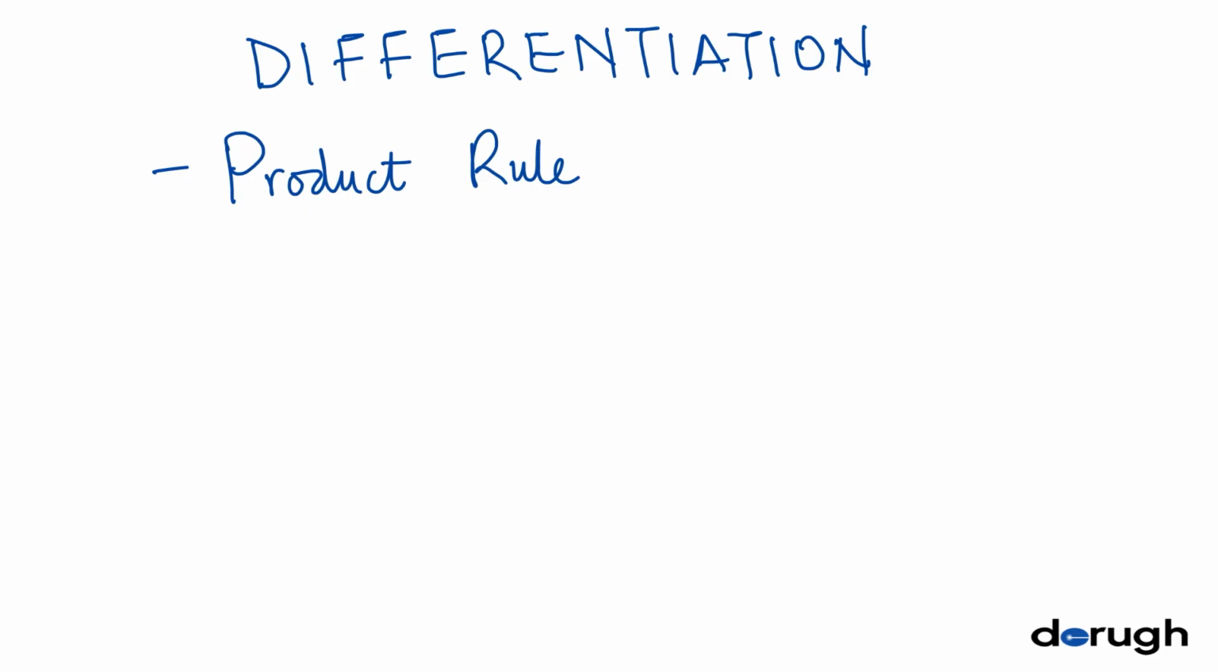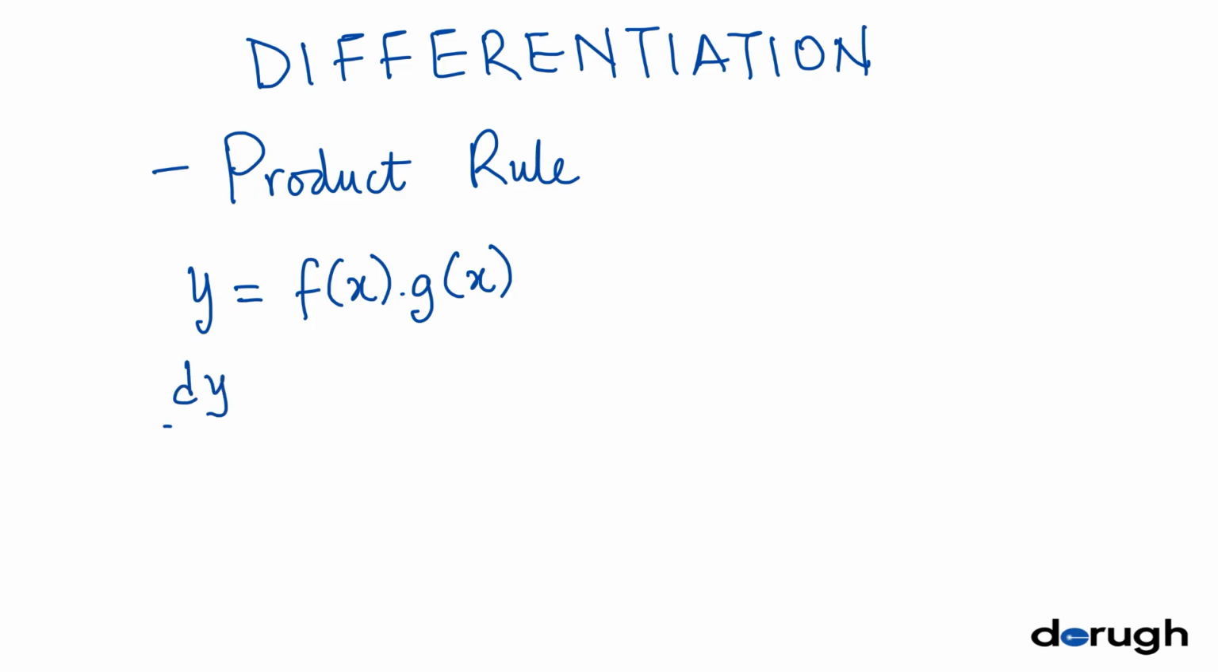The product rule of differentiation helps us tackle the derivative of functions that are made up of two unique functions multiplied together. In this case, we have that y equals f of x multiplied by g of x. We see that f of x is a different function from g of x.